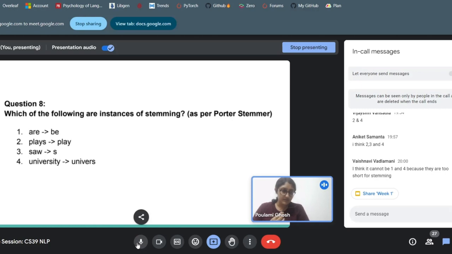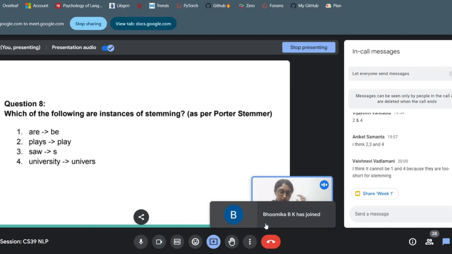Okay. Vaishnavi thinks it cannot be 1 and 4 because they're too short for stemming. Okay. Fine. Ma'am, I think the third one, saw, is also part of stemming.